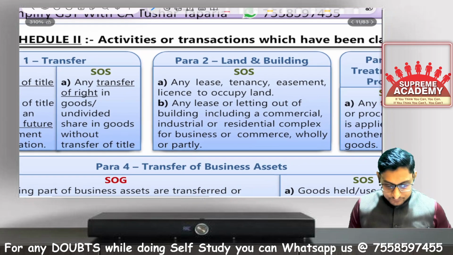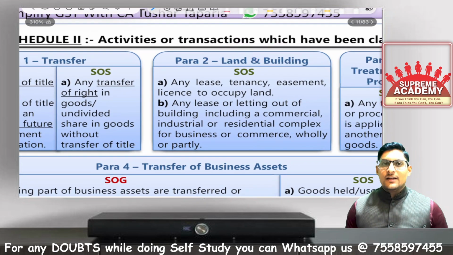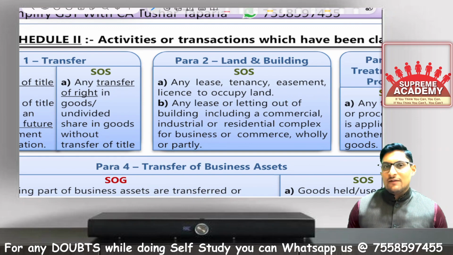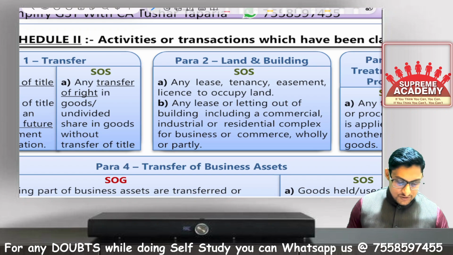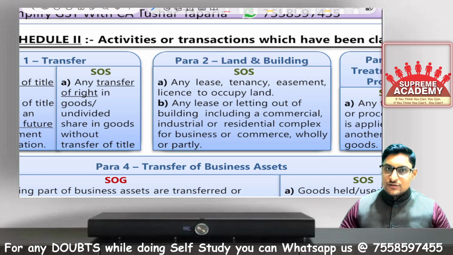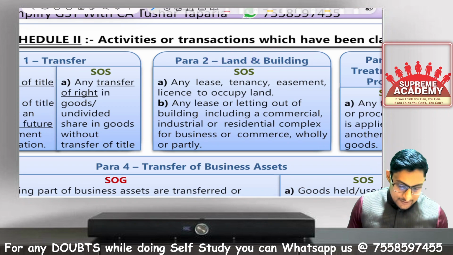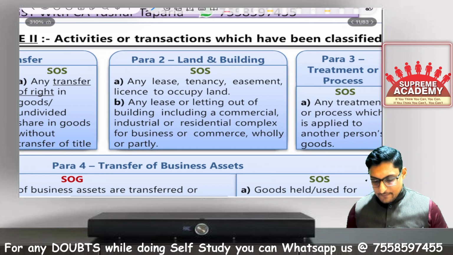Para number 2, land and building. In the definition video itself, I told you that when we are talking about immovable property, it is covered as a service in the definition of service. So for land and building, any supply you make using the immovable asset will be termed as supply of service.